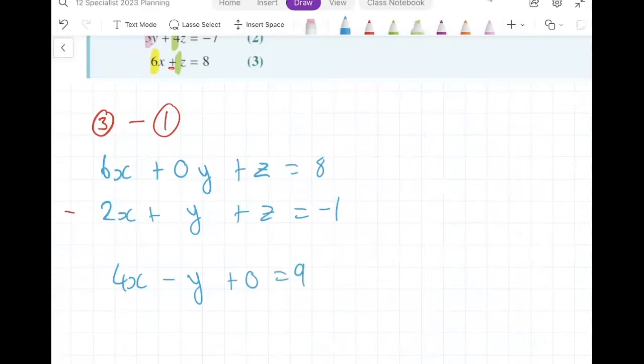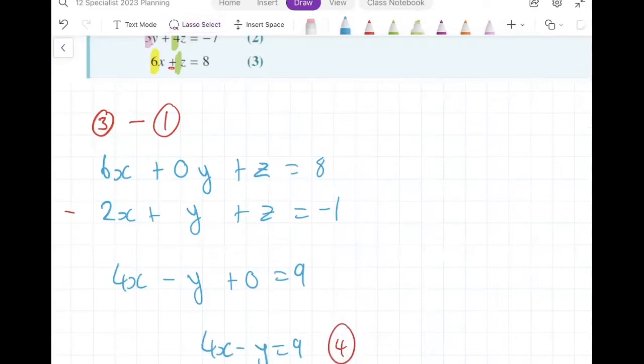So I've now created a new equation with just 2 variables, and I've converted this to a more classic simultaneous equations type of question. I'm going to call this equation 4. So I'm just going to rewrite this equation a little bit neater. That's 4x minus y equals 9. That is what I will call equation 4. So let's just move that little bubble down here.